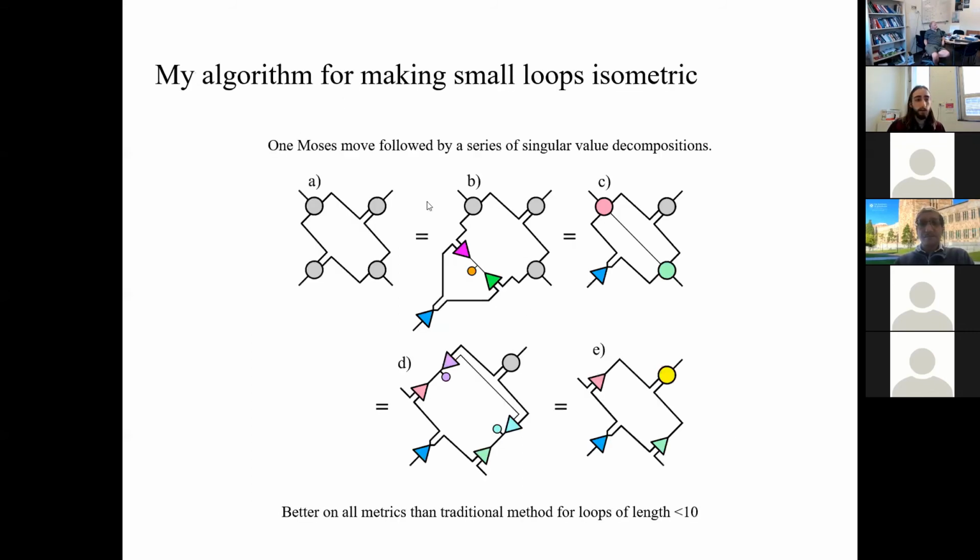And finally, another main thing I've found so far is an algorithm for making small loops isometric, where you just have one Moses move to start with and then a bunch of singular value decompositions around the loop. I found that this is better on all metrics than the traditional method if your loop has less than 10 tensors in it.